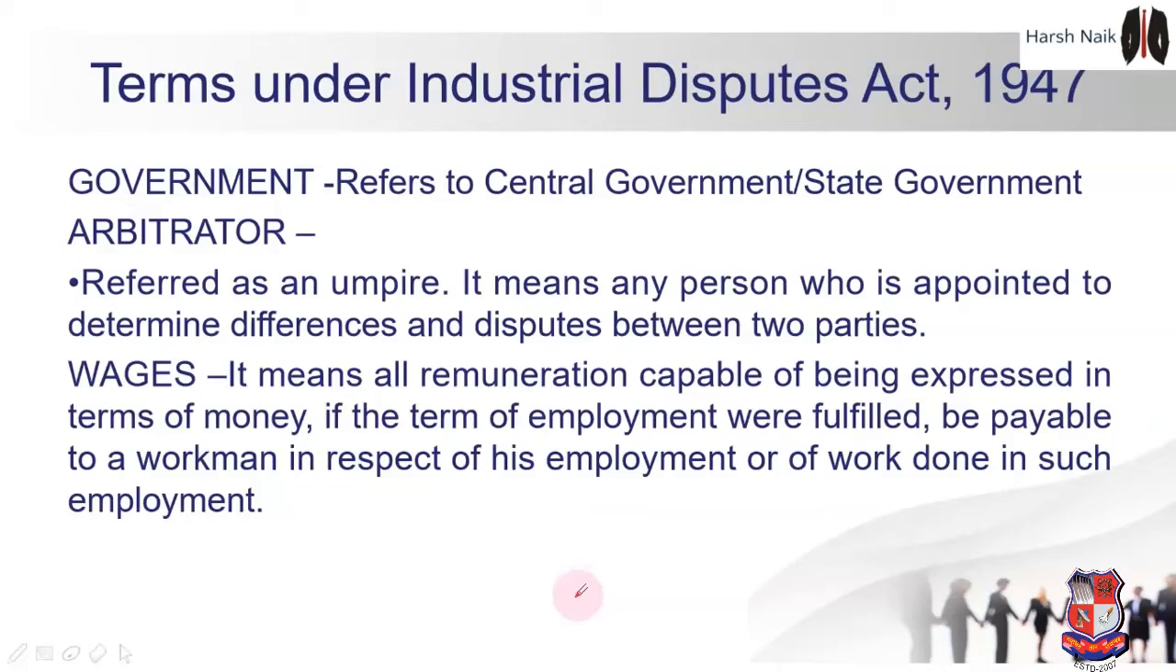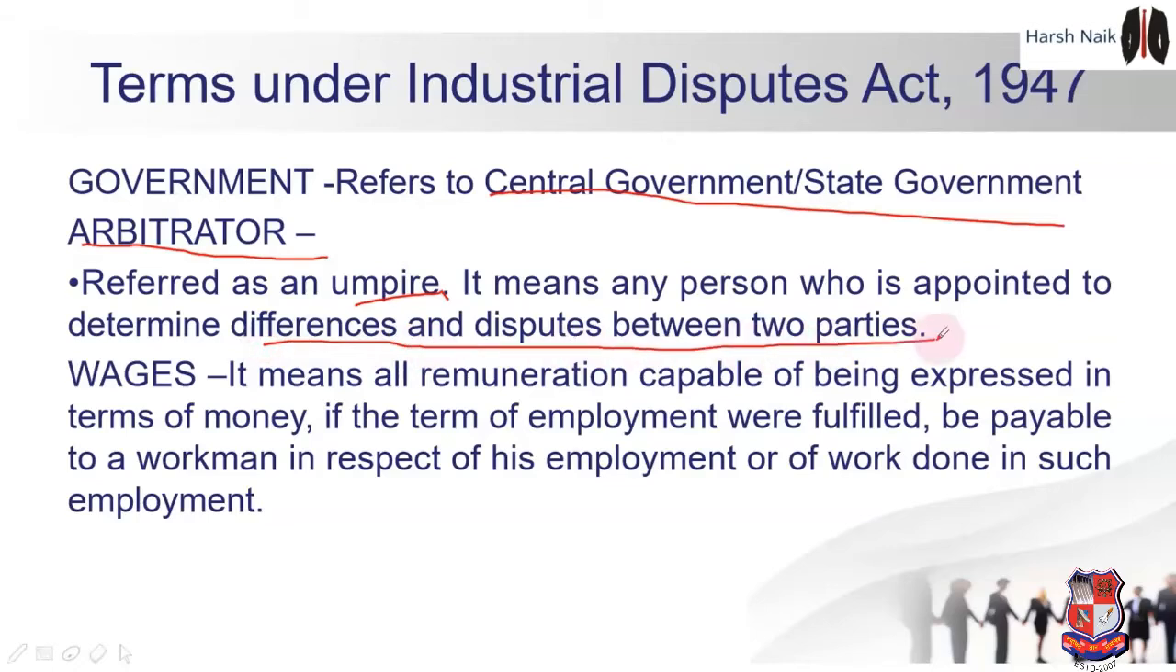Now there are some important terms or definitions which are related to the Industrial Disputes Act, right? Let us see. These definitions are related to the central or state government, right? They have given those definitions. One of the definitions is arbitrator. Basically, this arbitrator is referred to as an umpire. It means a person who is appointed to determine differences and disputes between two parties. If there are disputes, then there will be one person in between those two parties who will determine some conclusive actions, right? That is called an arbitrator.